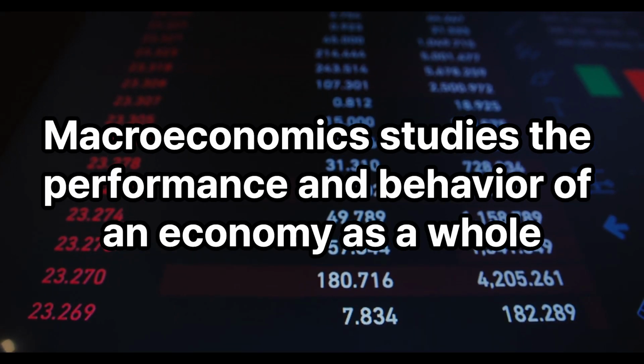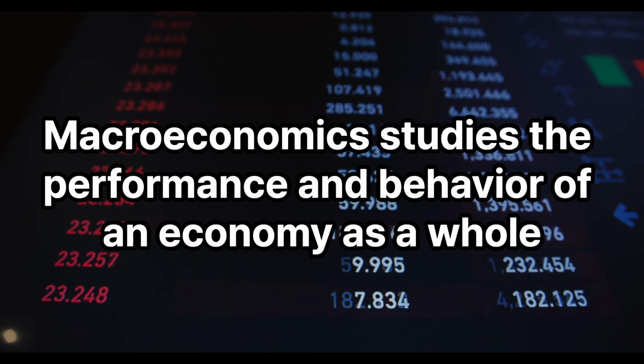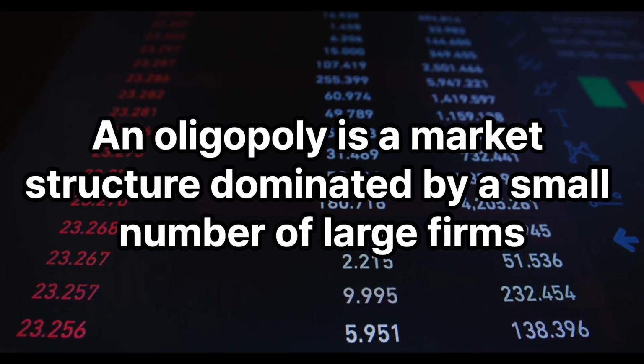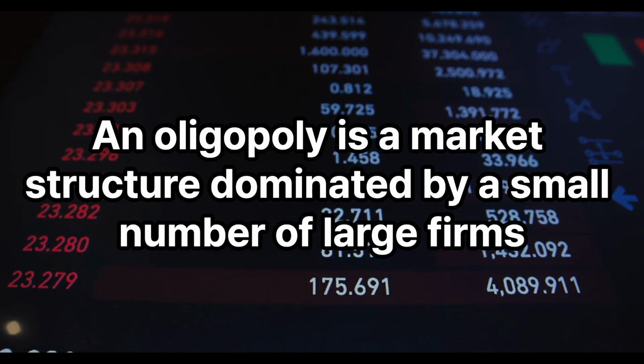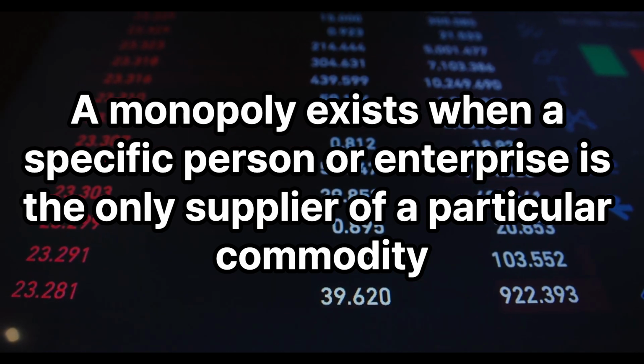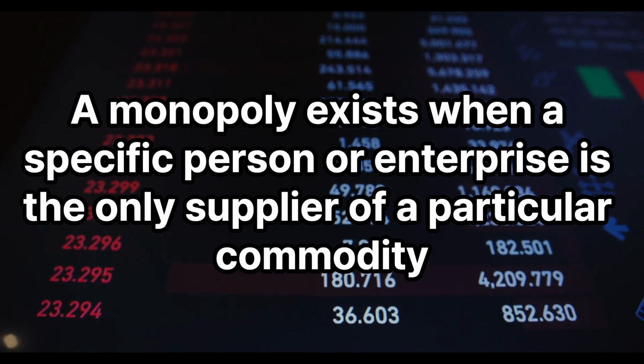Macroeconomics studies the performance and behavior of an economy as a whole. An oligopoly is a market structure dominated by a small number of large firms. A monopoly exists when a specific person or enterprise is the only supplier of a particular commodity.